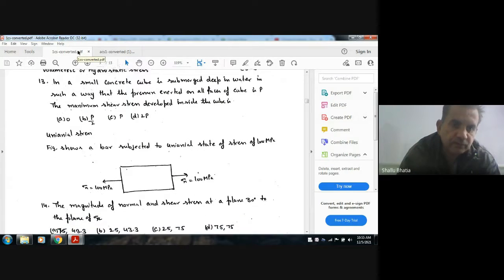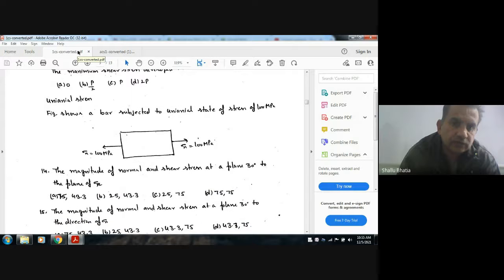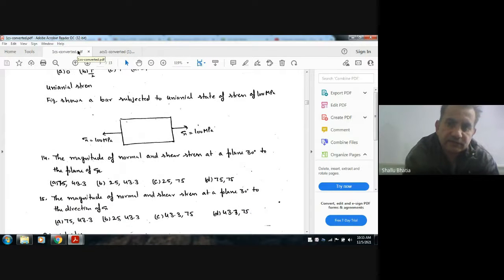Next question. The figure shows a bar subjected to a uniaxial state of stress of 100 MPa. This is the figure and sigma x is 100 MPa. The magnitude of normal and shear stress at a plane 30 degrees to the plane of sigma x is: option A 75, 43.3, option B 25, 43.3, option C 25, 75, option D 75, 75.